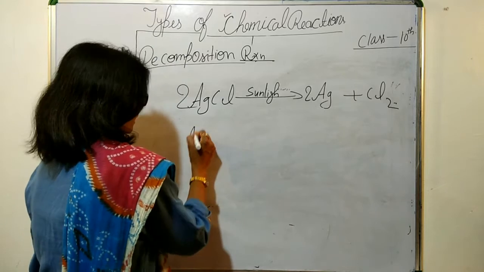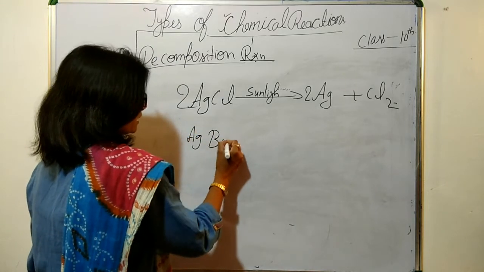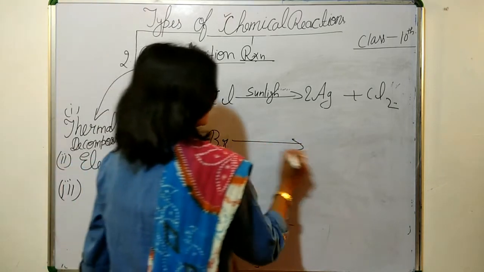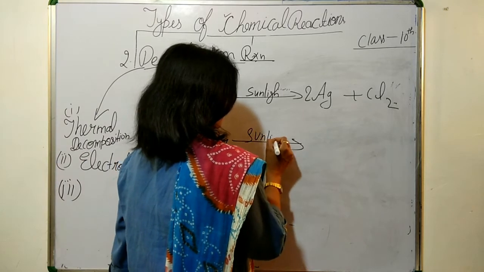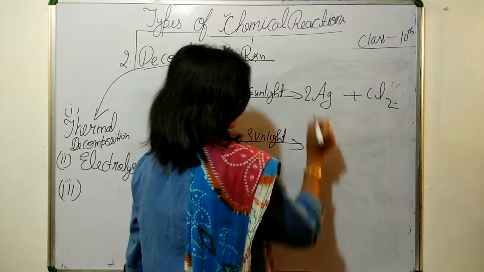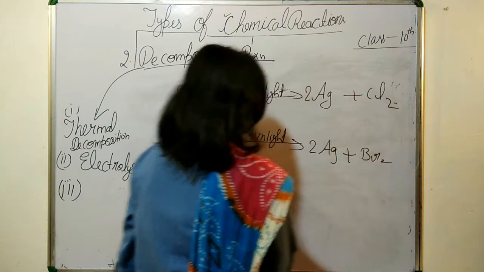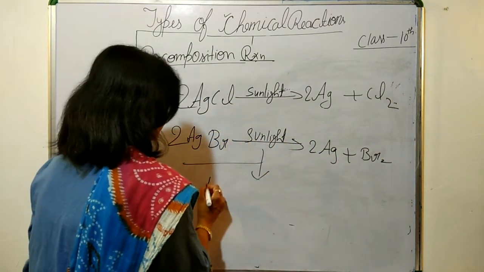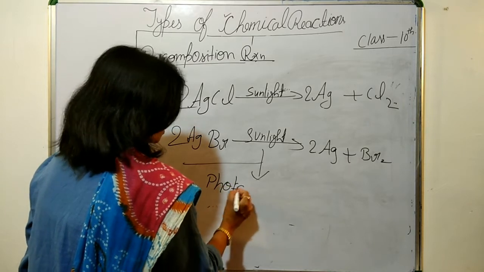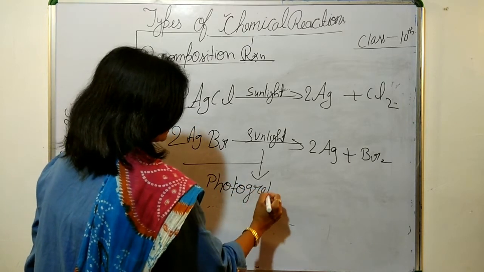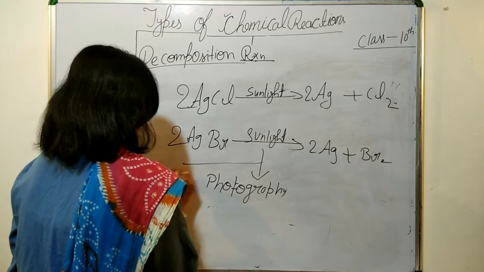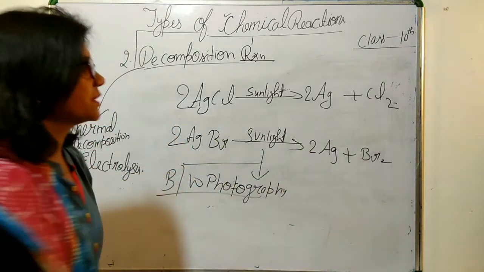In the same way, AgBr, silver bromide, in sunlight gives 2 Ag plus Br2. This reaction is used in photography, especially black and white photography.